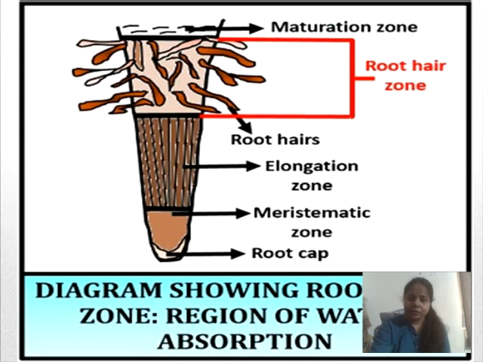When we look at the outline structure of the root, it is separated into the following zones: meristematic zone, elongation zone, cell division zone and maturation zone. And the root is protected by the root cap. So the root hairs are the organs that are responsible for absorbing water.